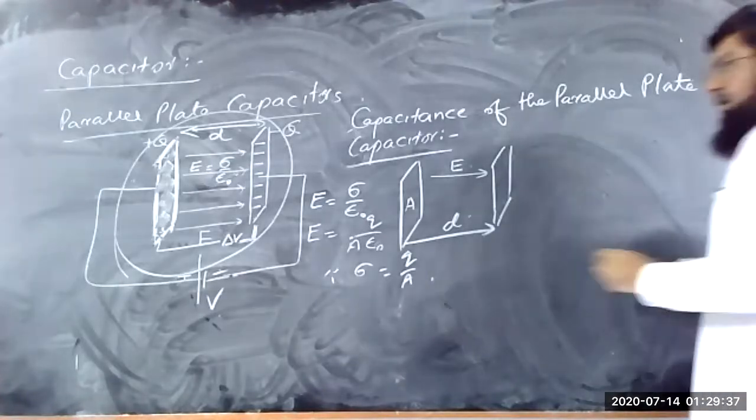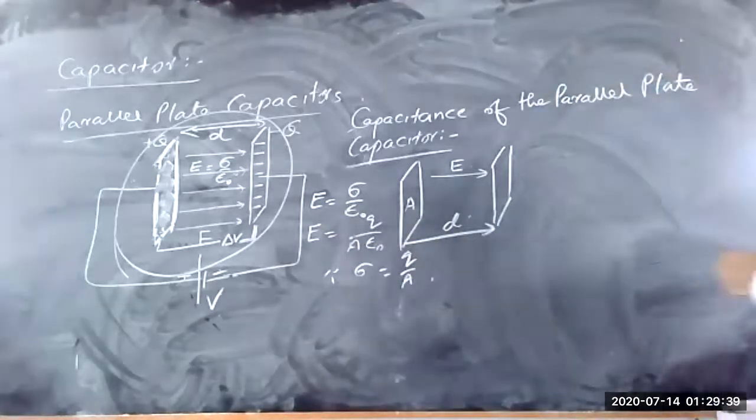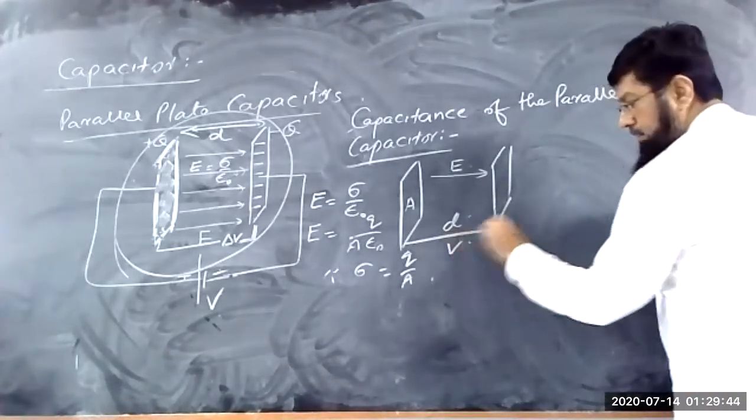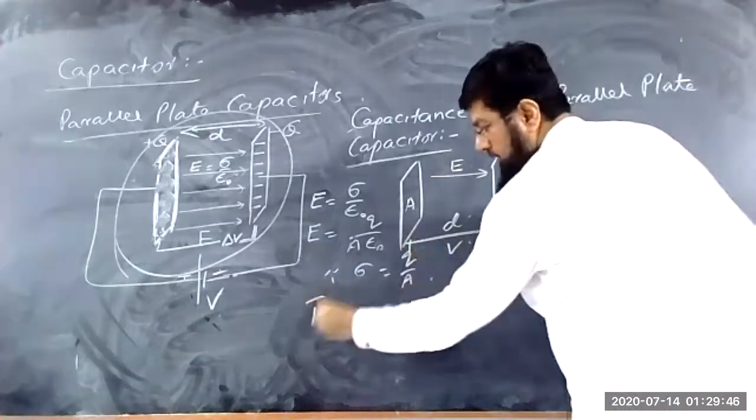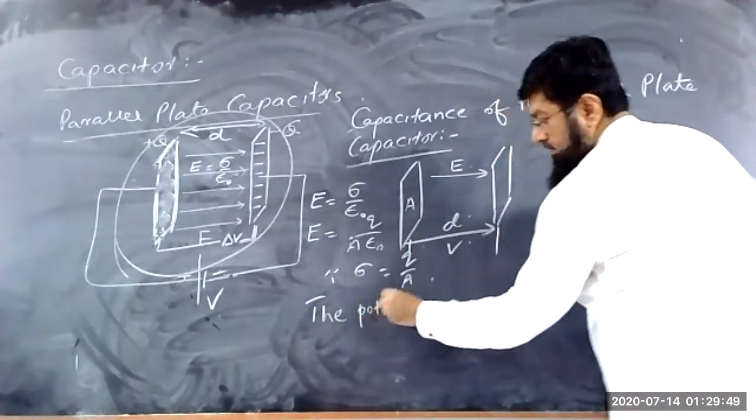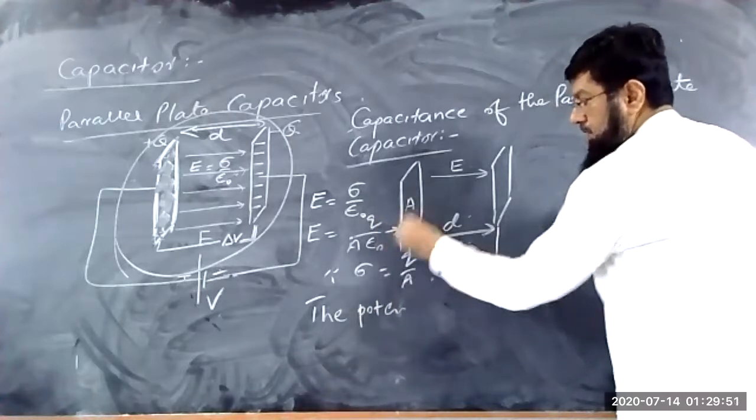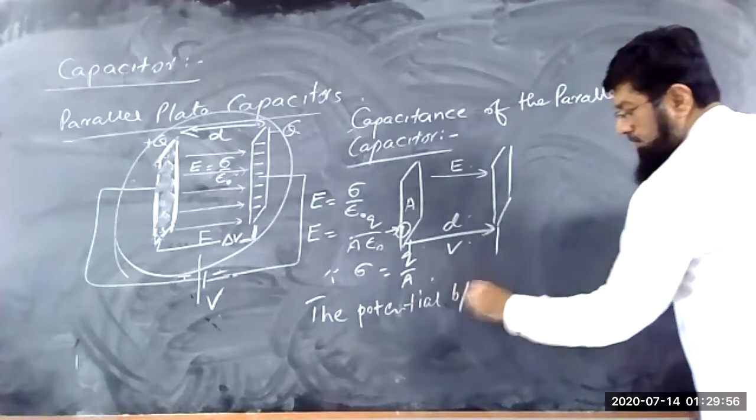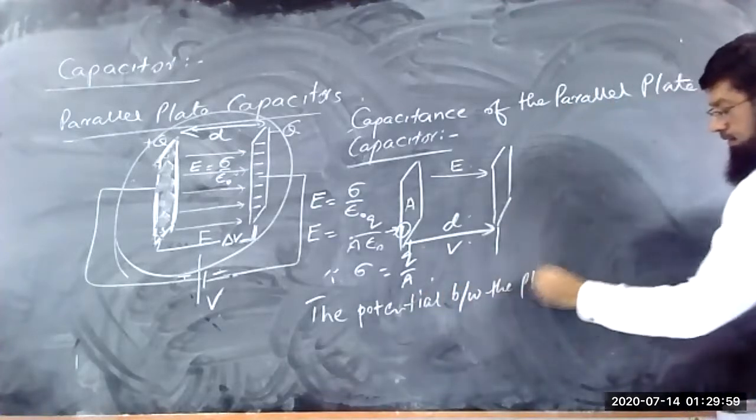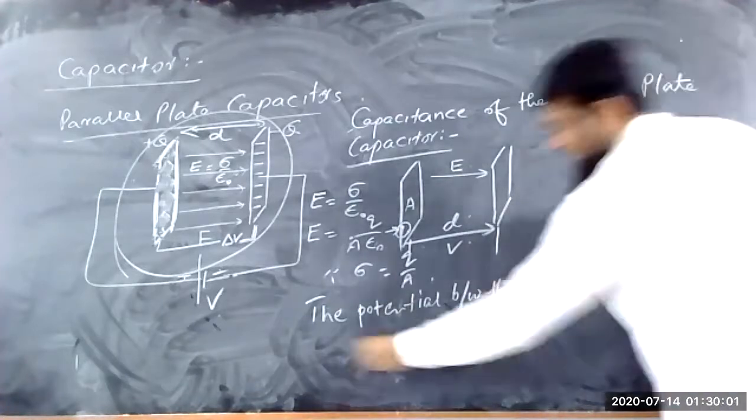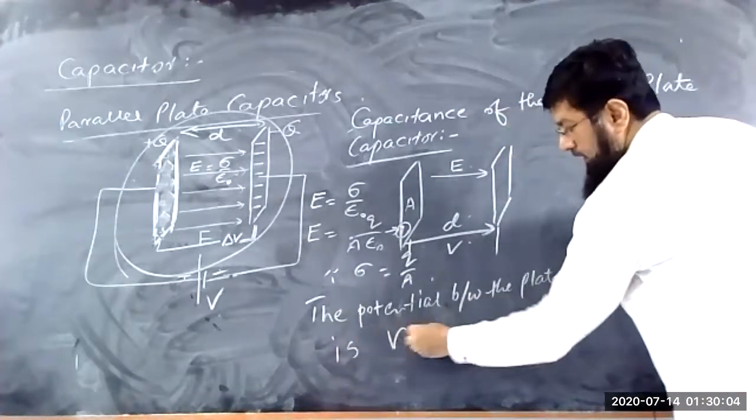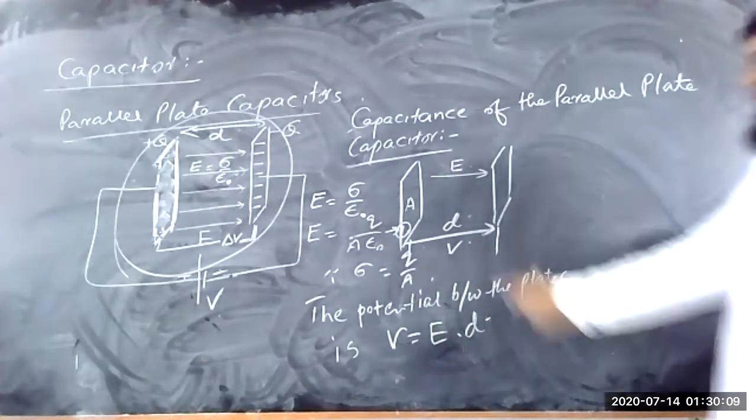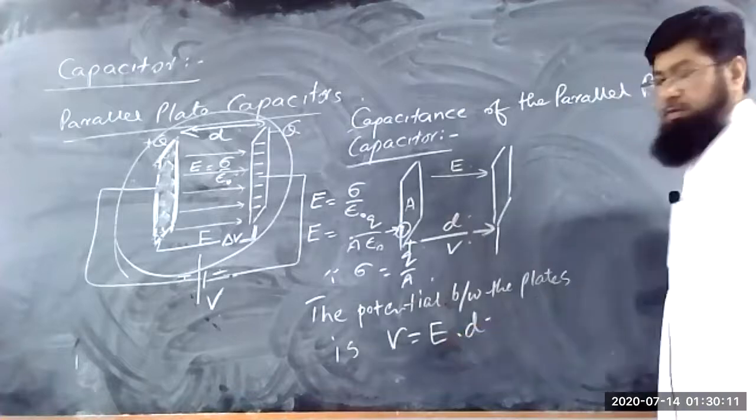So now, let's say we call this equation number 1. The potential between the plates is V is equal to E into D. D is the separation between the plates and E is the electric field between the plates.